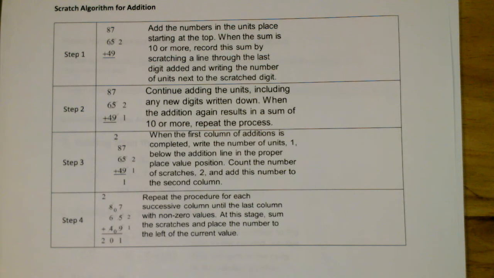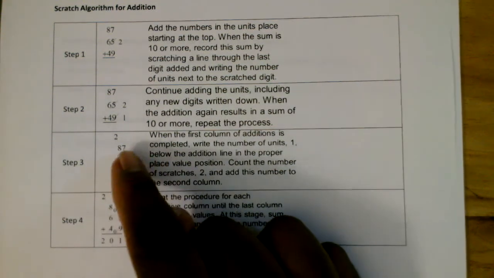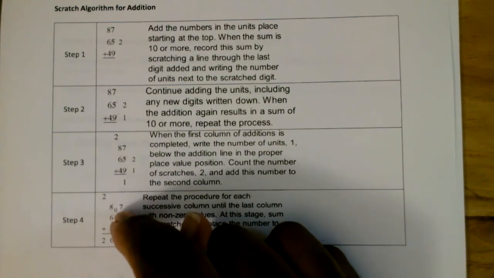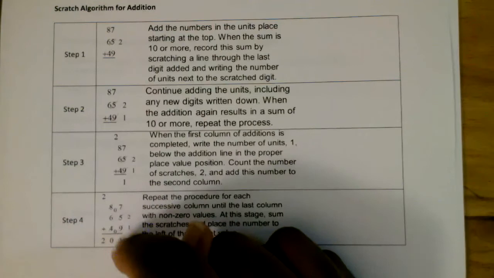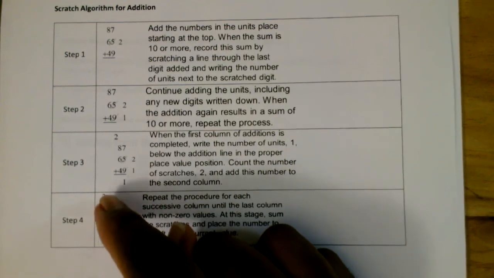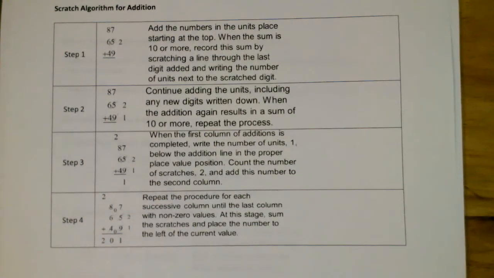And then at this stage, sum the scratches and place a number to the left of the current value. So in this case here, 2 plus 8, of course, that's going to be 10. So we write down a 0 here and scratch out the 8. And then add 0 and 6 together, that would be 6. And then 6 and 4 would be 10. So we write down the last digit in 10, which is 0. Now we got 2 scratches here, so we bring over the 2, and that 2 would go in front. So that would be 201. So 87 plus 65 plus 49 would be equal to 201.